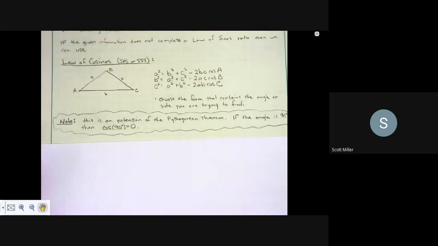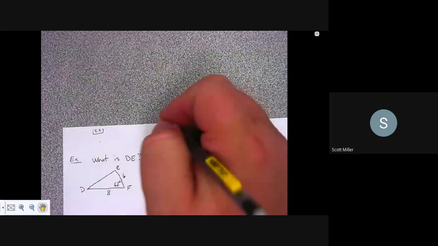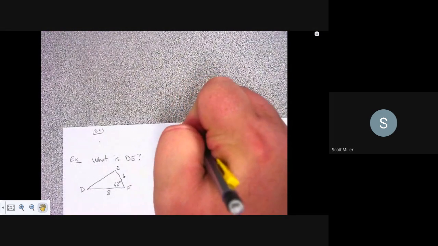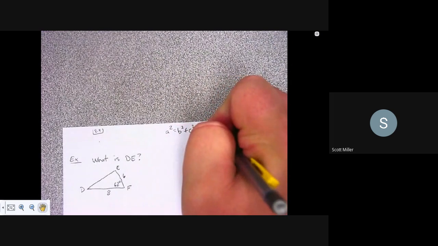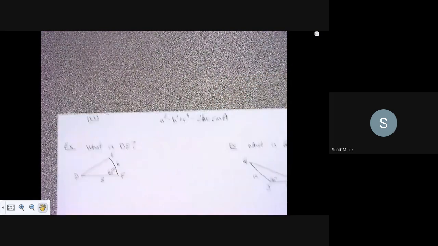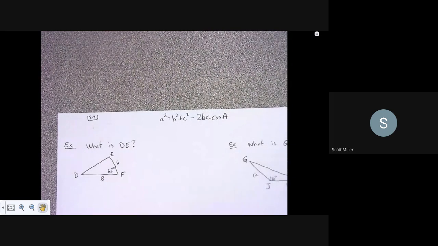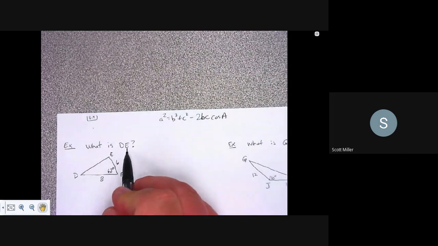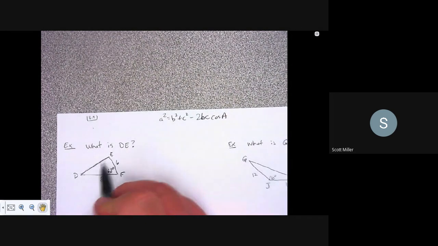Okay? So let's look at some examples on how to use the law of cosines. In this paper over here, I'm going to write a version of it. So a squared is b squared plus c squared minus 2bc times the cosine of angle A. So we'll use that as a guide to help us with the pieces that are missing. So here we go. What is the length of DE? So what is that length right there? That's what I'm looking for.